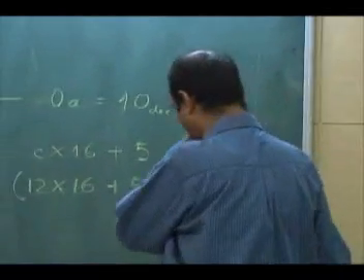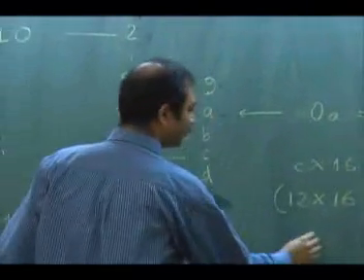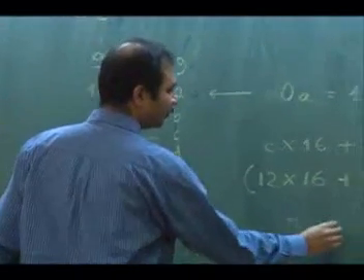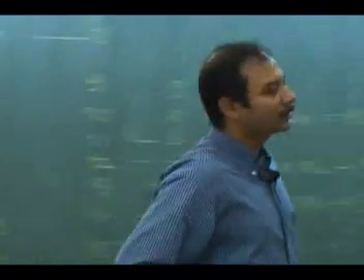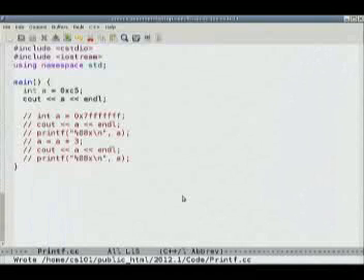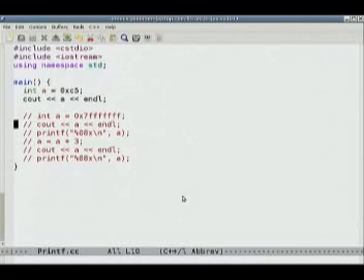So this is 192 plus 5. Okay. That's 197. But suppose you wanted to print in hexadecimal format, which you often want to do for system programming.